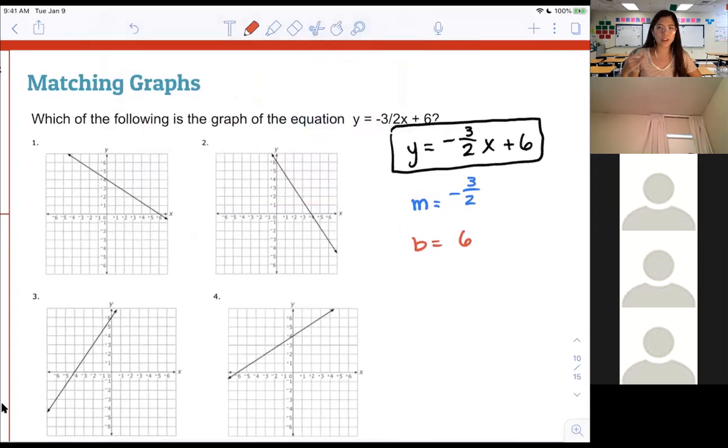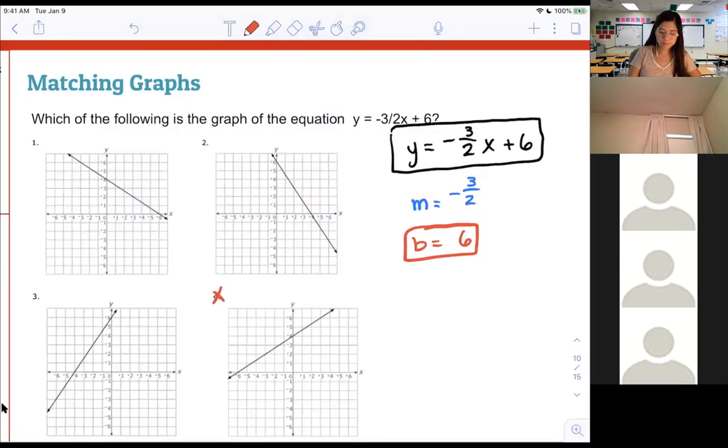So which of these two things is easier to see, the slope or the y-intercept? Y-intercept. Yeah, so I always say start by looking at the y-intercepts and see if you can eliminate any choices. So I want everyone to take a look at each of those four graphs and check to see where the y-intercept is. It should be at the 6. So if that's not the case, which graphs can I get rid of? 1 and 4.